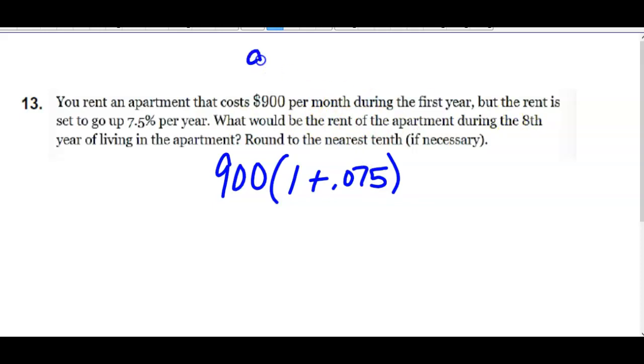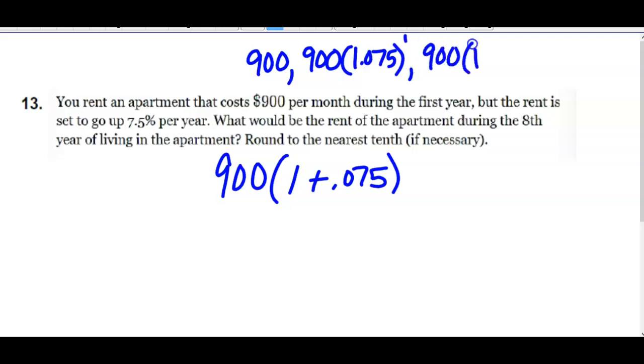Now we got to think about this. The first year is this. The second year is this once. The third year is this twice. So this time we do need to subtract 1. During the 8th year, it would have gone up 7 times.